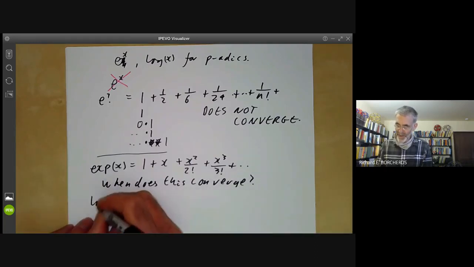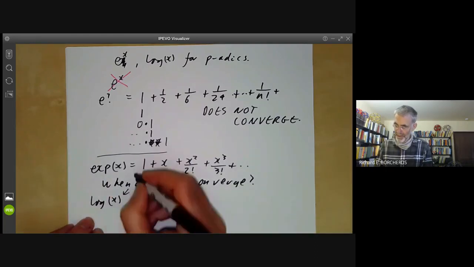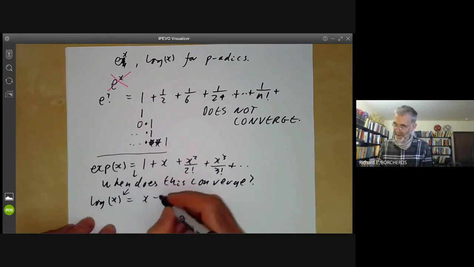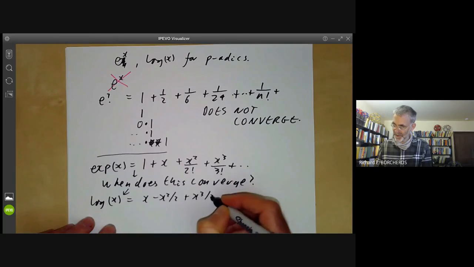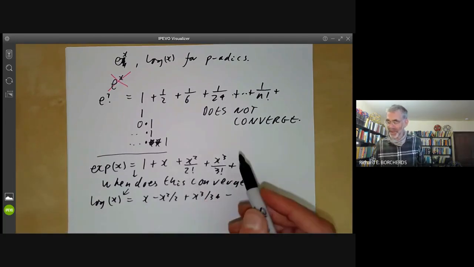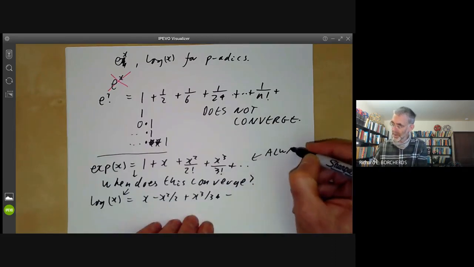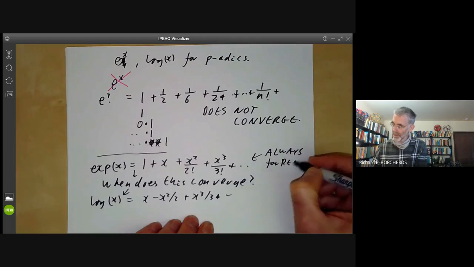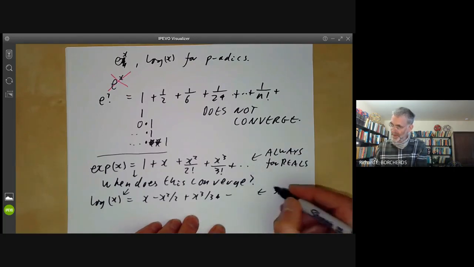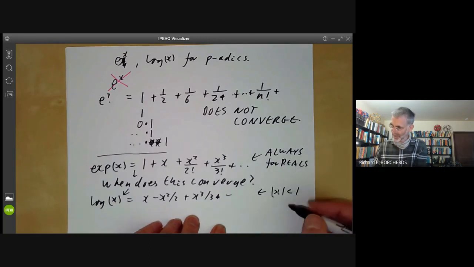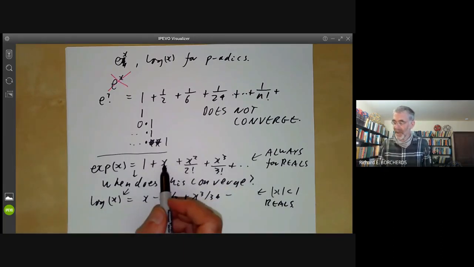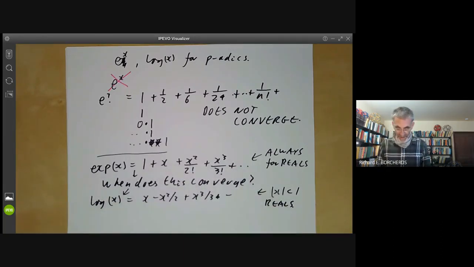And we can also ask, when does log of x converge? So we're again defining log of x to be x minus x squared over 2 plus x cubed over 3 and so on. And we just pointed out that for the reals, this converges for absolute value of x less than 1 and sometimes for x having absolute value equal to 1. But what about for the p-adics? Well, we've just seen that if x is equal to 1, this doesn't converge for the p-adics. So although things are analogous to the reals, they're a little bit different.